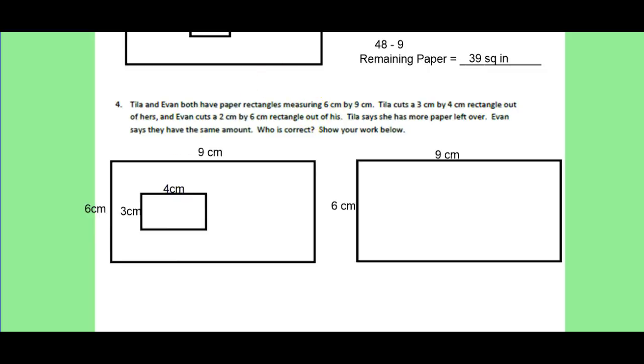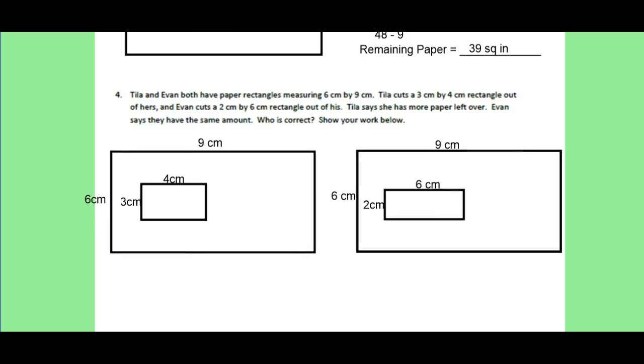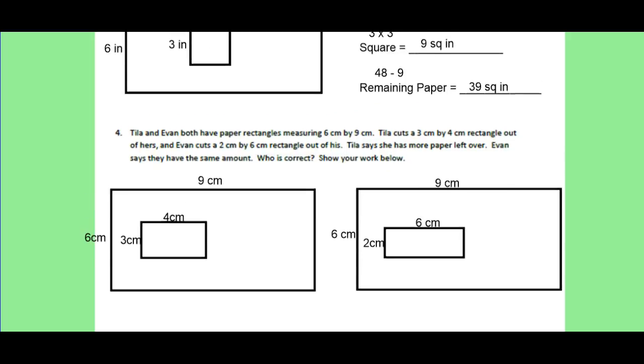And then it says Evan cuts out a 2 centimeter by 6 centimeter rectangle out of his. Okay, so now we need to draw that in Evan's. This side was 2 centimeters and this side was 6 centimeters. So this is exactly what we just did up here on the top, but we're working with 2 rectangles. This says Tila says she has more paper left over, and Evan says they have the same amount. Who is correct? Show your work below.